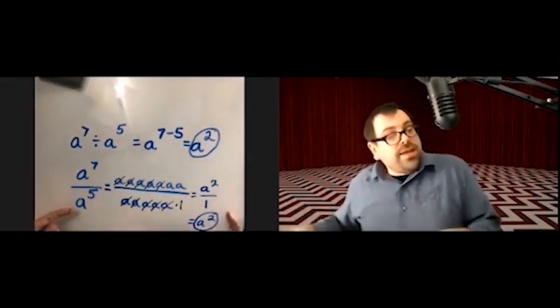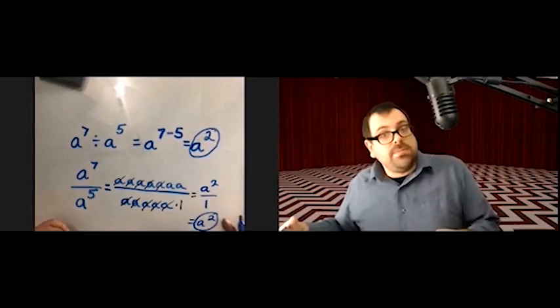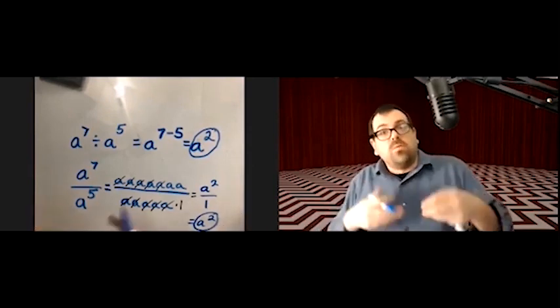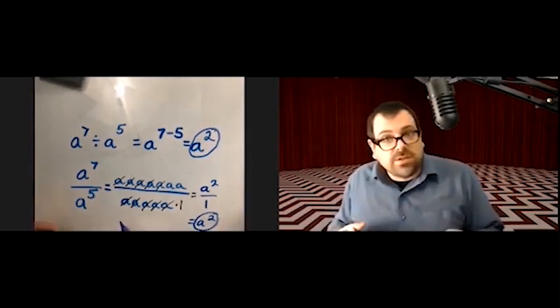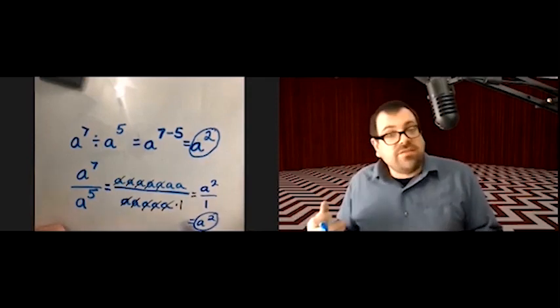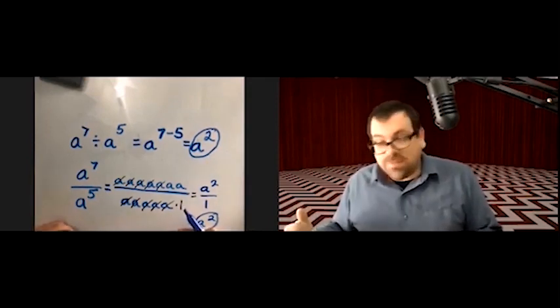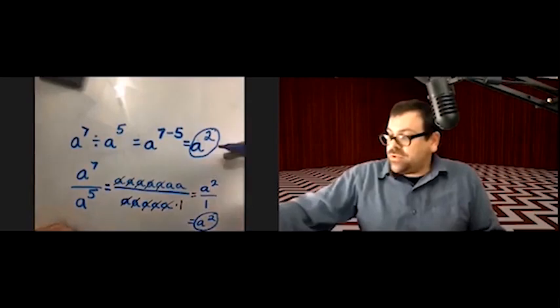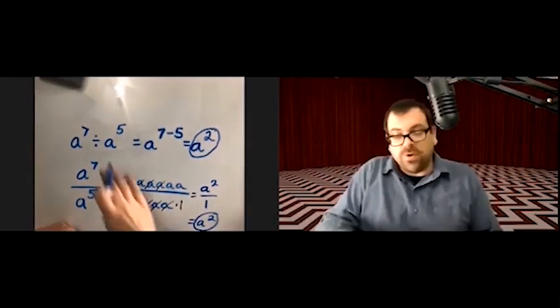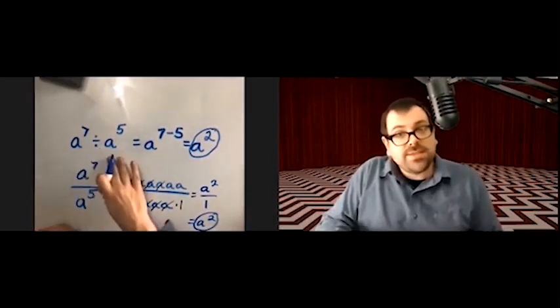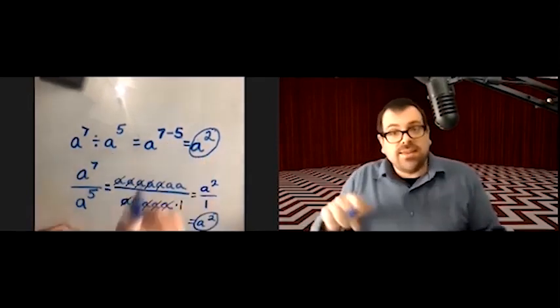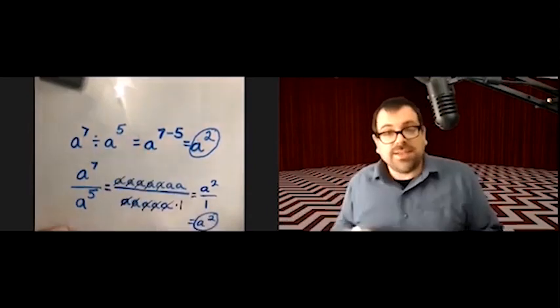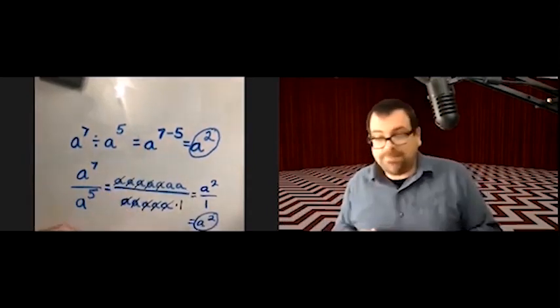But even though we can do it by thinking it out like this, that takes time. We need to work on doing things faster and know it well enough to be able to do it faster. So we just use our formula when we're dividing the same base. We subtract the exponents, first minus second, top minus bottom.